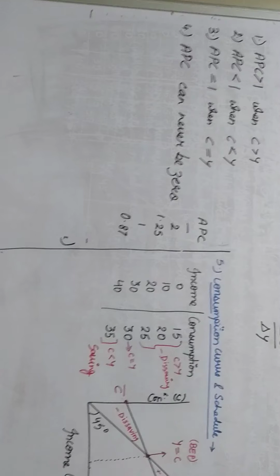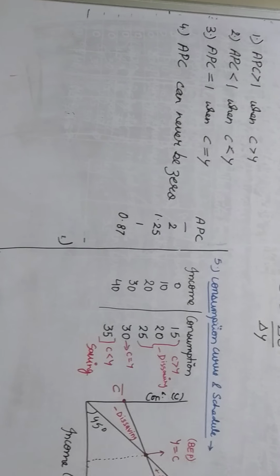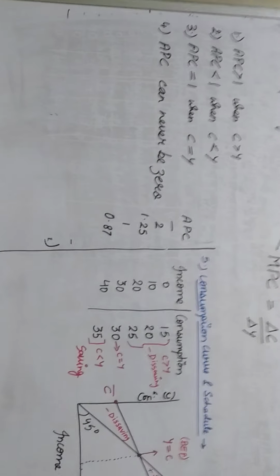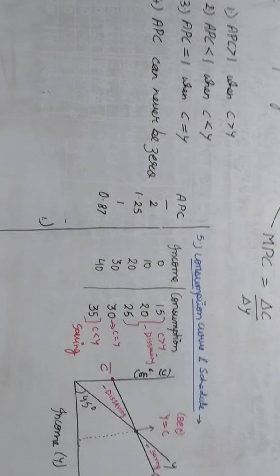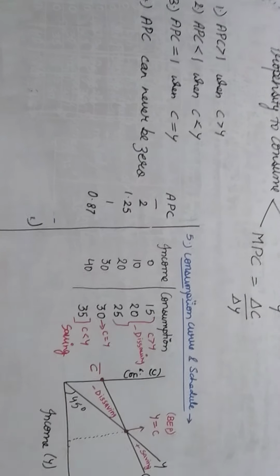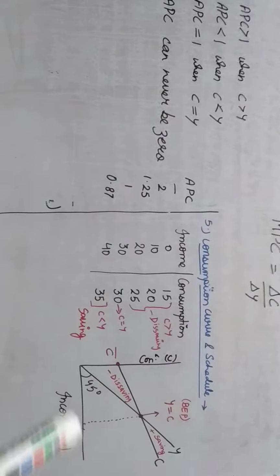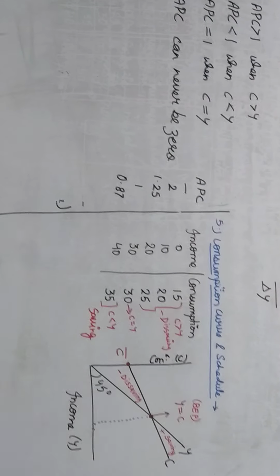Why can it never be 0? Because consumption is never equal to 0 at any level of income. Even at the 0 level of national income, there is autonomous consumption. The C bar will always exist.